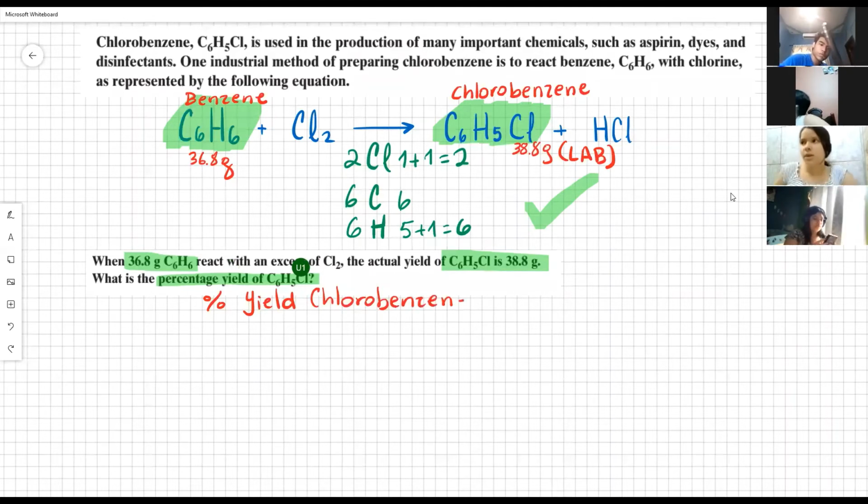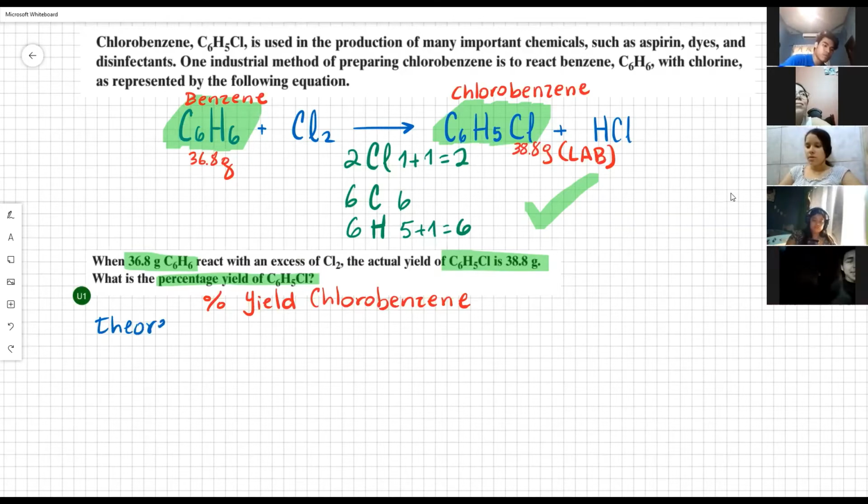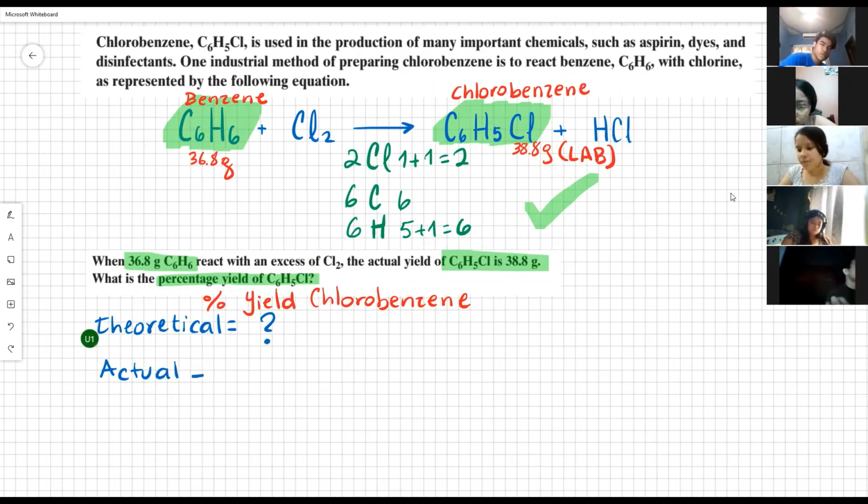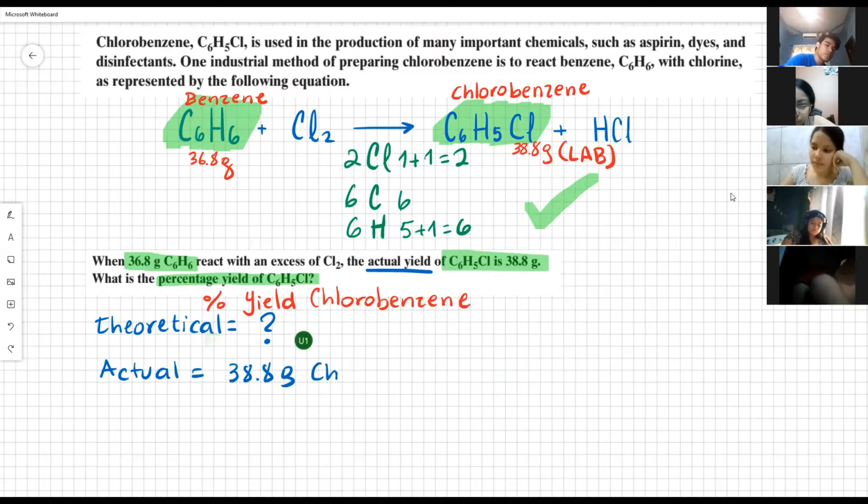And what we're going to be focused on. Okay, so we say, do we have the theoretical data? No, we don't have it. Okay. Do we have the actual data? Do we have the actual yield? Yes, it is given there. 38.8 grams of chlorobenzene.